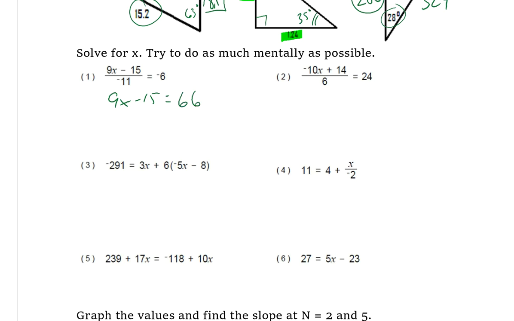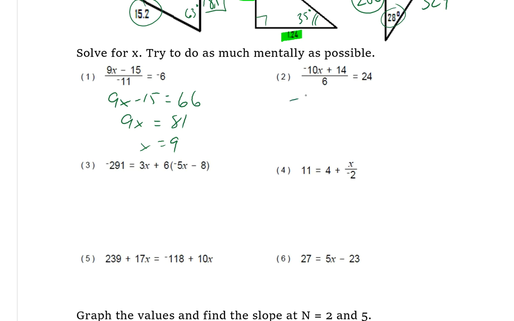Then you'd probably want to add 15 to both sides. So you've got the 66 plus the 15, which takes you to 81. And then, of course, divide by 9 on both sides, where you can see x would have to be equal to 9 in order to get that 81. So x is equal to 9. Good old algebra. Okay, similar for number 2, I probably want to start by multiplying by 6 on both sides.